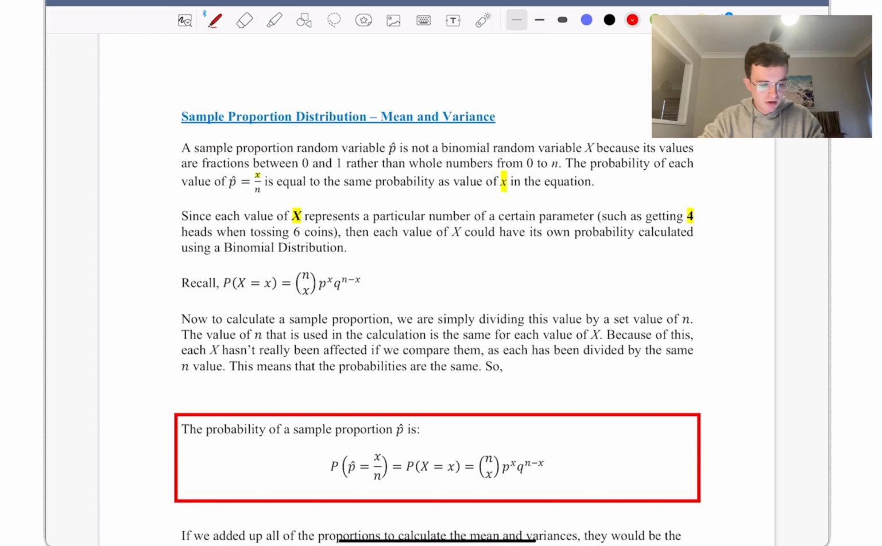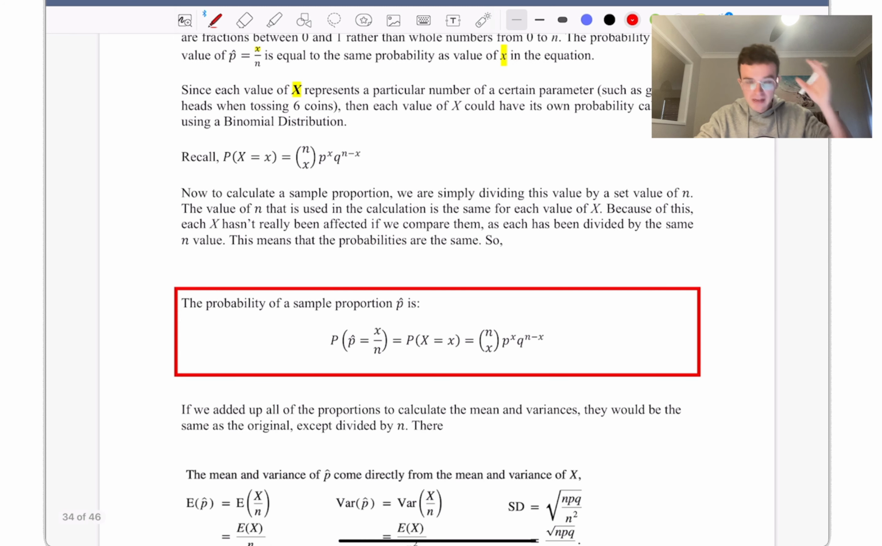A sample proportion random variable p hat is not a binomial variable X because its values are fractions between 0 and 1 rather than whole numbers between 0 and n. The probability of each value p hat equals x on n is actually equal to the probability of x in the equation. This is because each value of x represents a particular number, such as getting 4 heads when tossing 6 coins, and each value of x could have its own probability calculated using a normal binomial distribution.